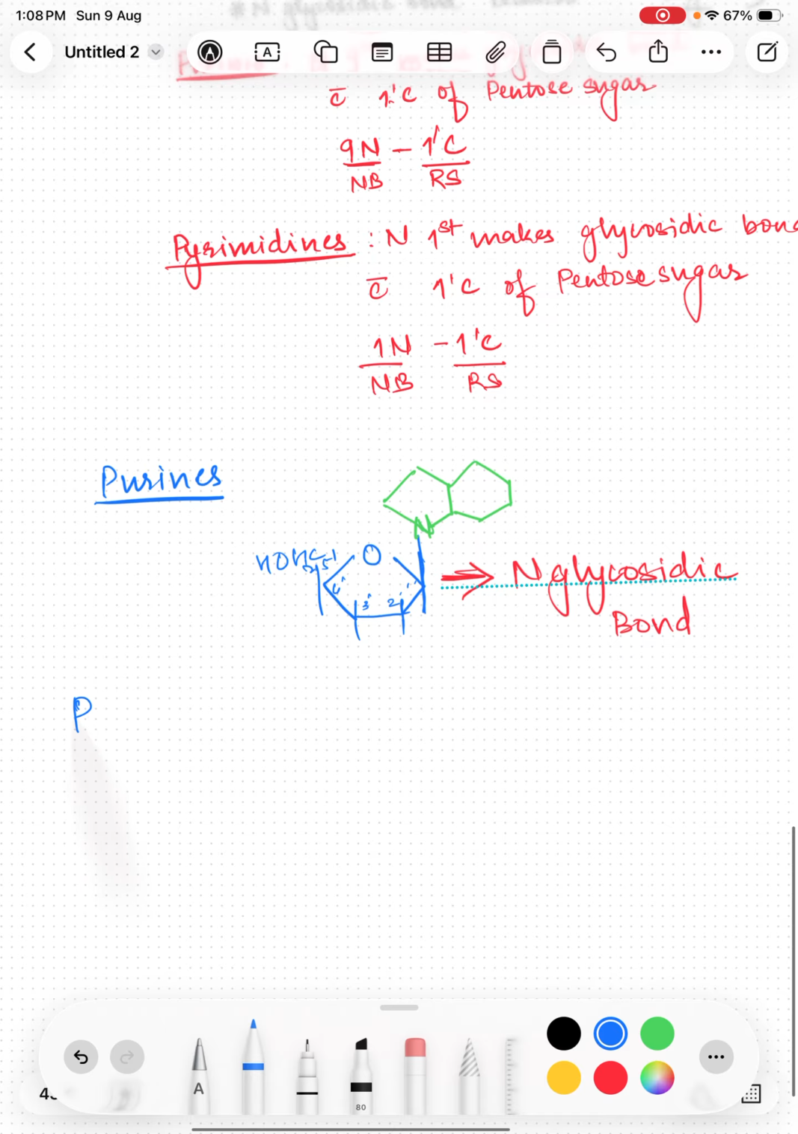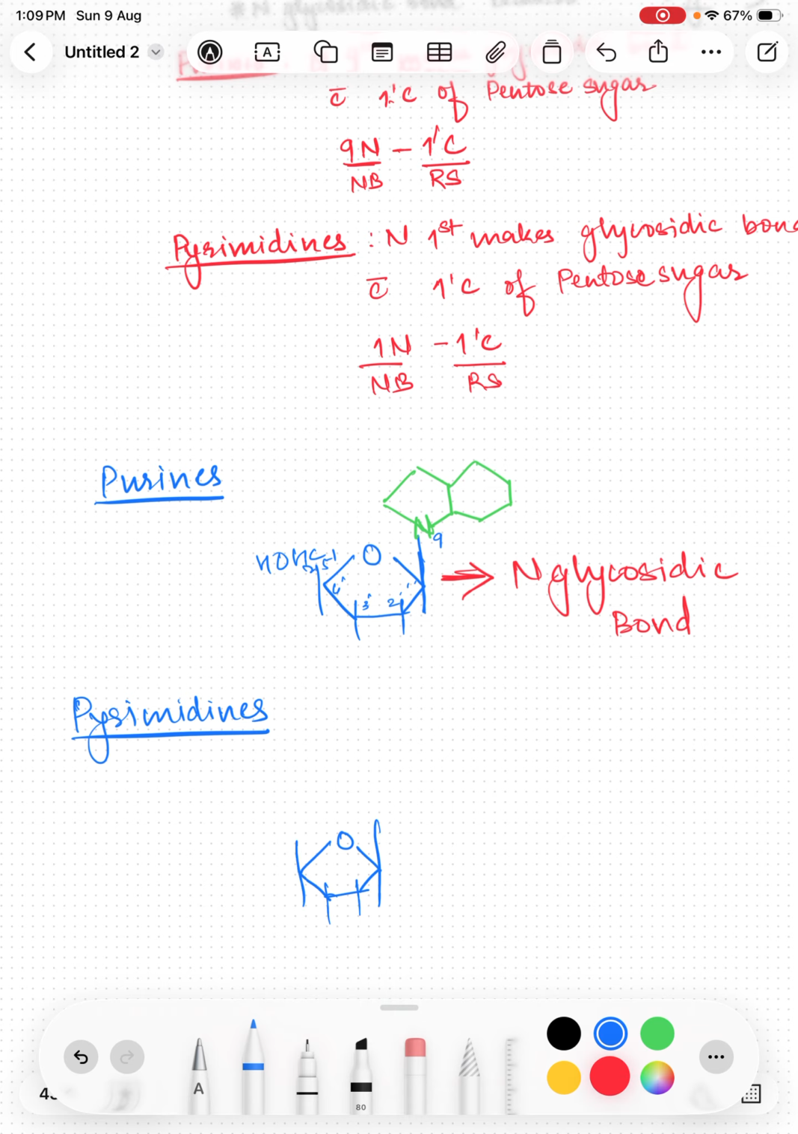While in case of pyrimidines, again this is your ribose sugar, and nitrogen, which is present at first position of pyrimidine, will make bond, or you can say will make N-glycosidic bond with ribose sugar.